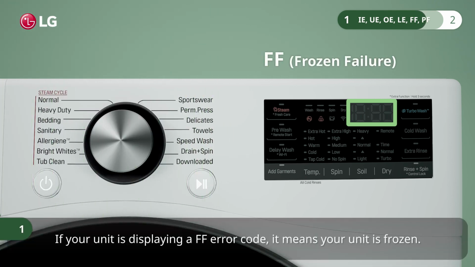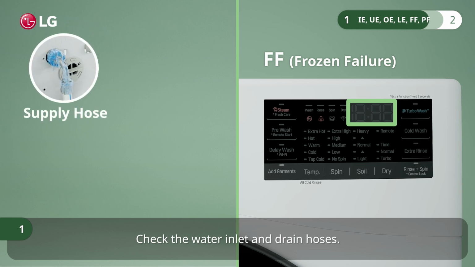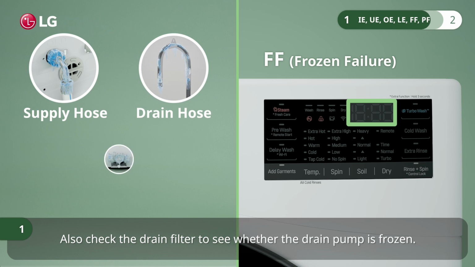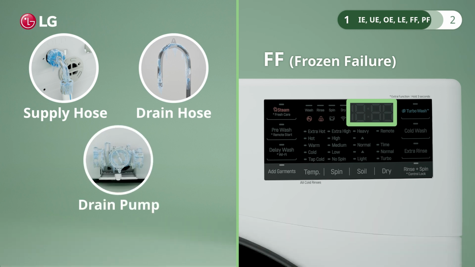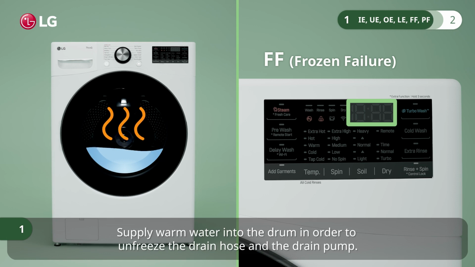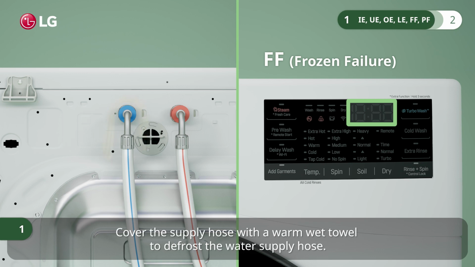If your unit is displaying an FF error code, it means your unit is frozen. Check the water inlet and drain hoses. Also check the drain filter to see whether the drain pump is frozen. Supply warm water into the drum in order to unfreeze the drain hose and the drain pump. Cover the supply hose with a warm wet towel to defrost the water supply hose.